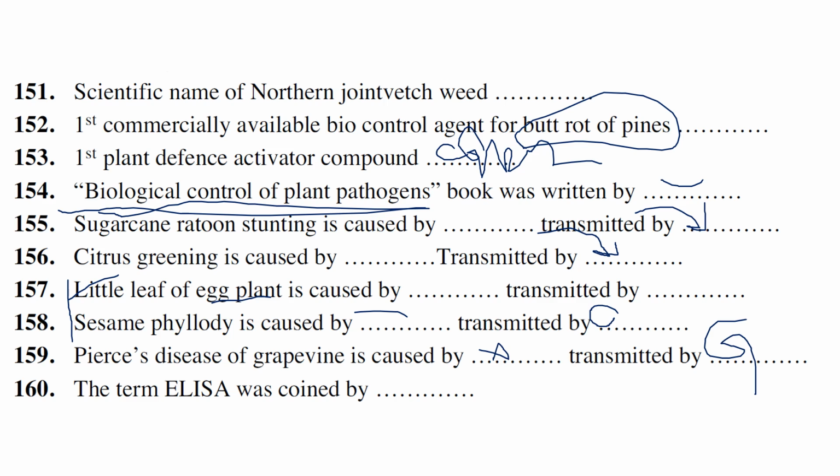And who coined the term ELISA? ELISA means enzyme linked immunosorbent assay. It was actually coined by Peter Perlmann and Eva Engvall in 1971, probably, but the technique was developed by Clark and Adams only. But the term was given by Peter Perlmann and Eva Engvall, I think, in 1971.